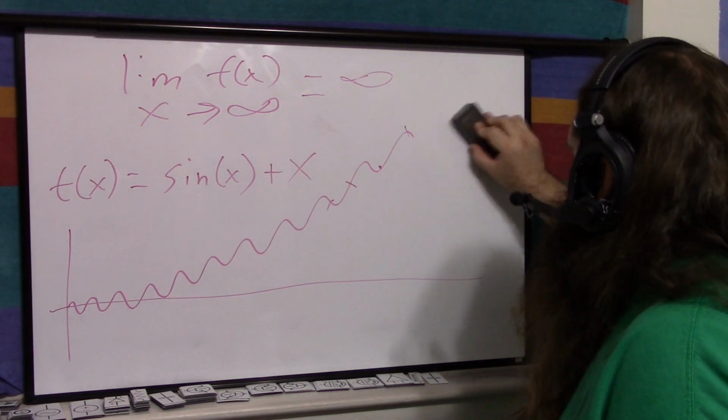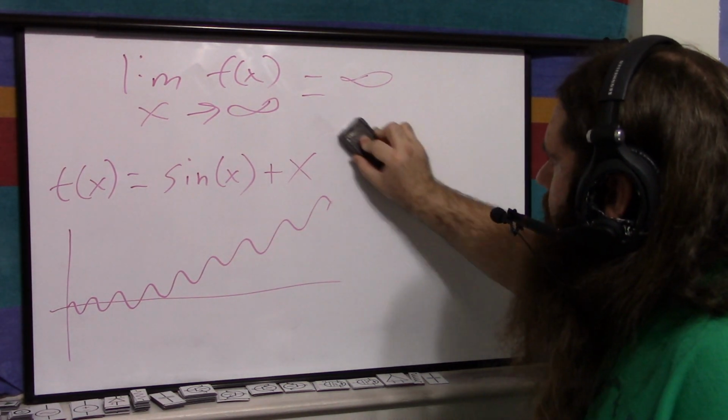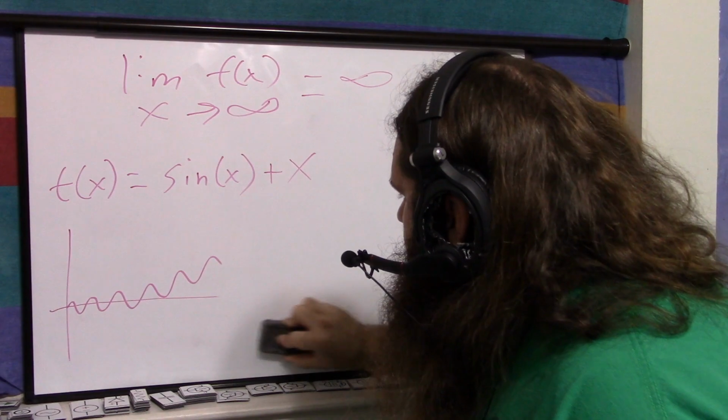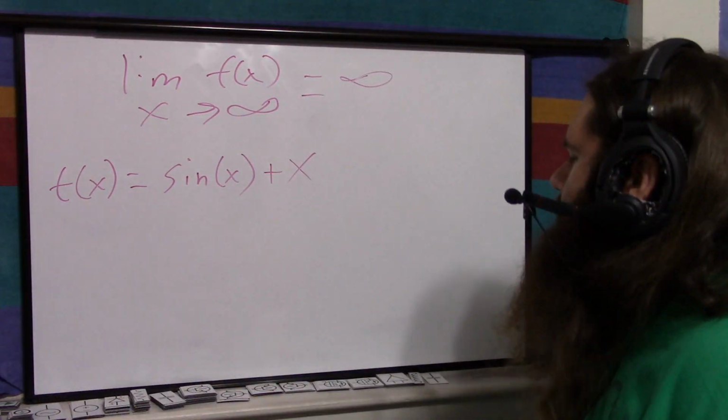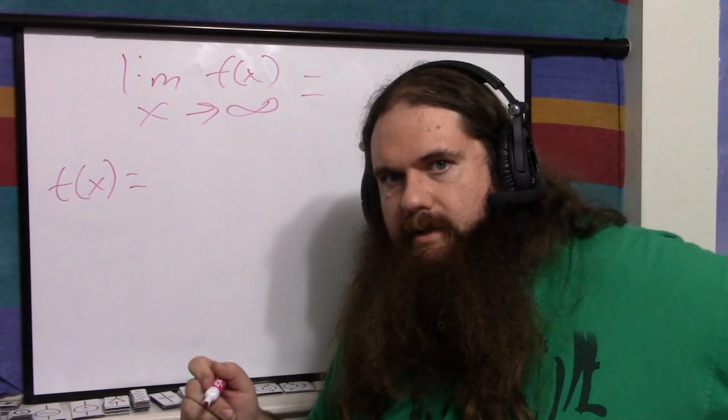But generally speaking, diverging limits are not useful. They're useful to say, oh, it diverges. But usually we actually want an answer. So how do we make a converging limit here? So let's do something new.